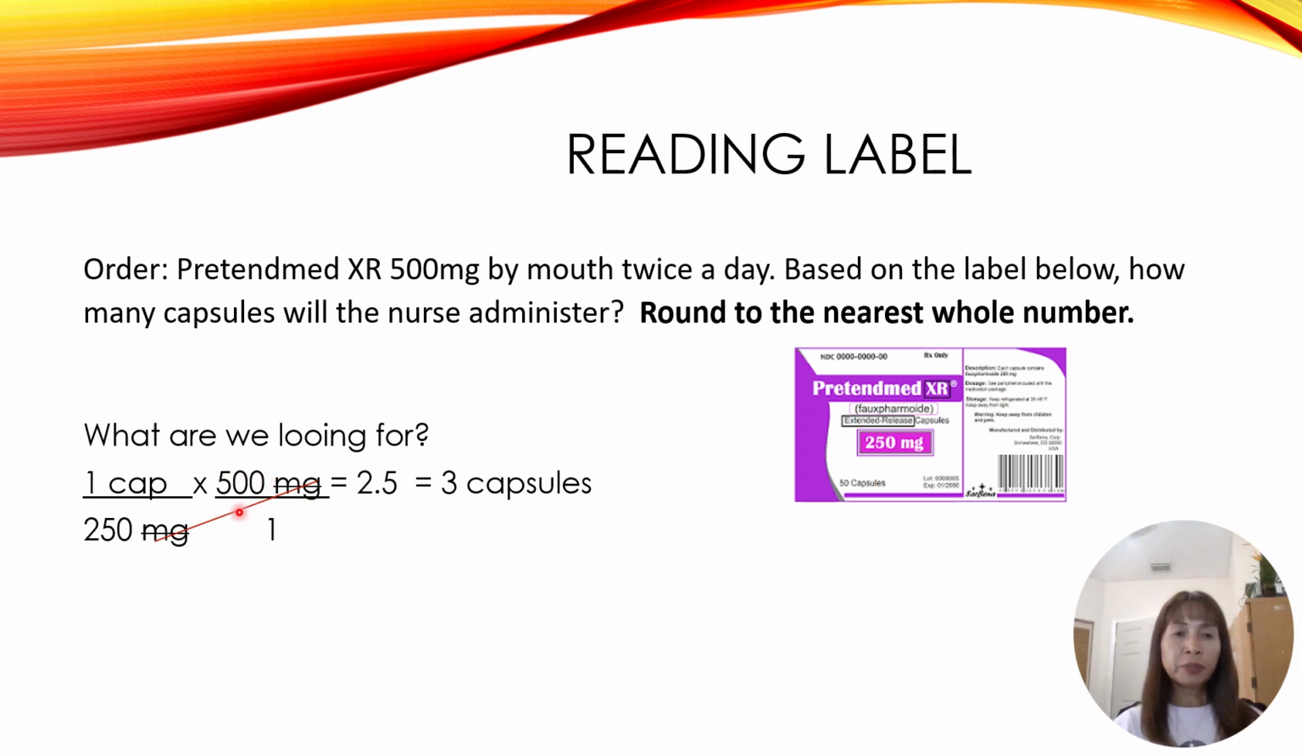Okay, so now I'm going to divide 500 divided by 250. That will give us 2.5. But this is capsule, so that means that we cannot cut it in half. So we're going to round it to the whole number. So now our final answer is 3 capsules. This is how much we're going to give to the patient.